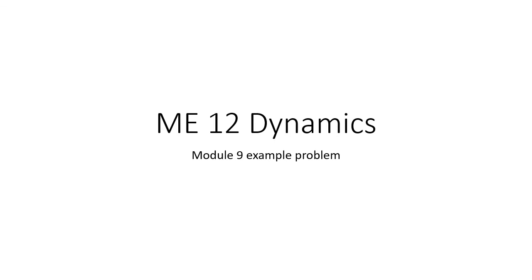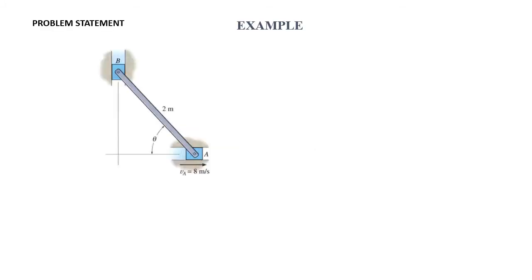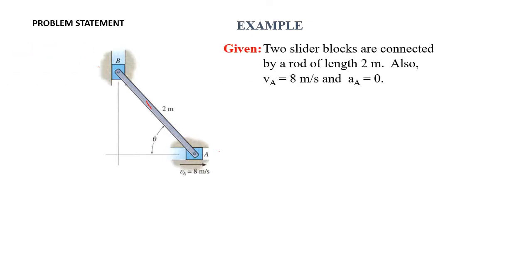Let's take a look at an example problem from Module 9 for ME12 Dynamics. In this problem, they show us a diagram where we have two slider blocks A and B, and we have some rod in between them. They tell us that the two slider blocks are connected by the rod that has a length of 2 meters.